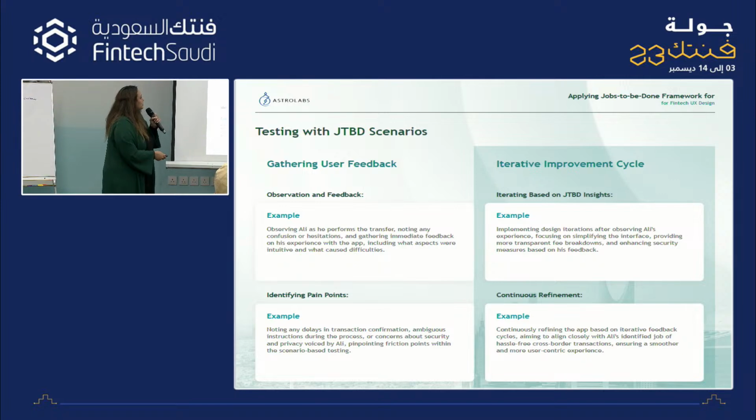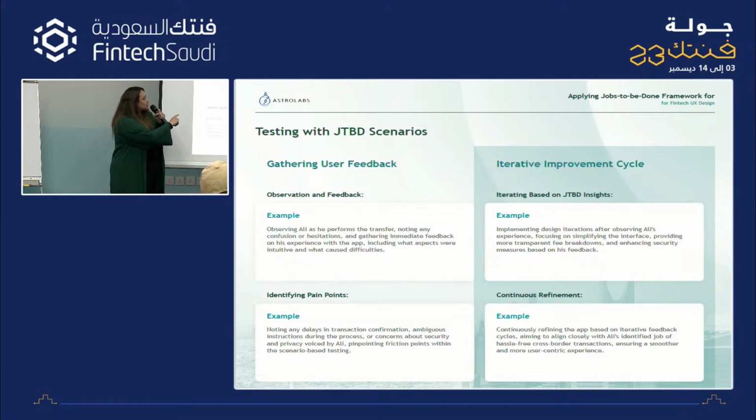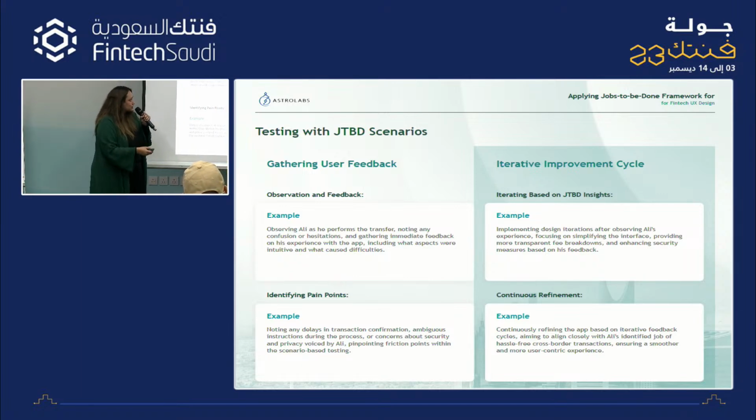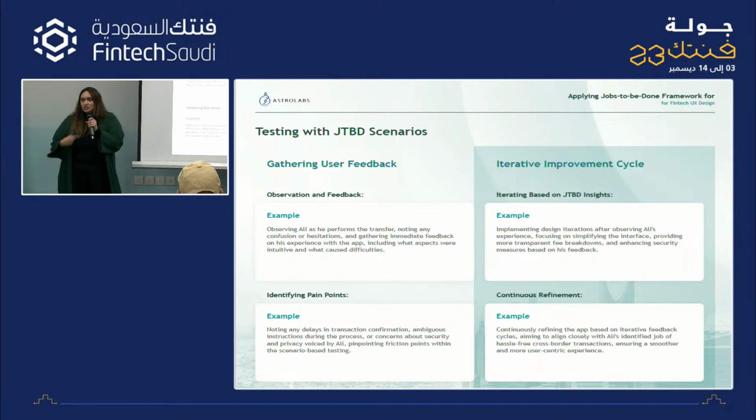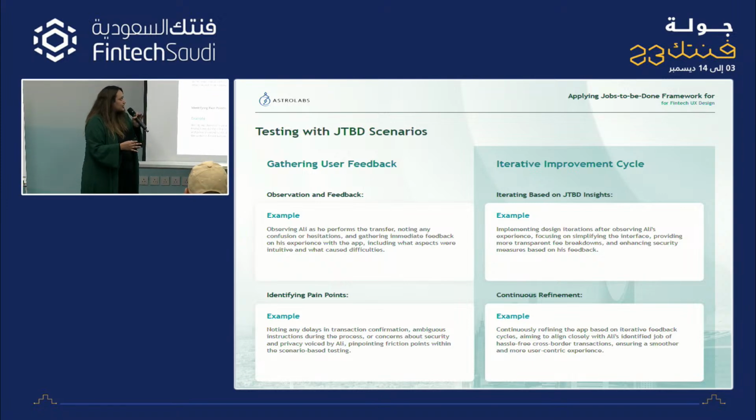Okay, so here's an example, observation and feedback. So observing Ali as he performs the transfer, noting any confusion, which is what we were just saying. This is the observation side. Any confusion, any hesitation, and gathering immediate feedback on his experience with the app, including what aspects were intuitive, what was not intuitive, and so on.